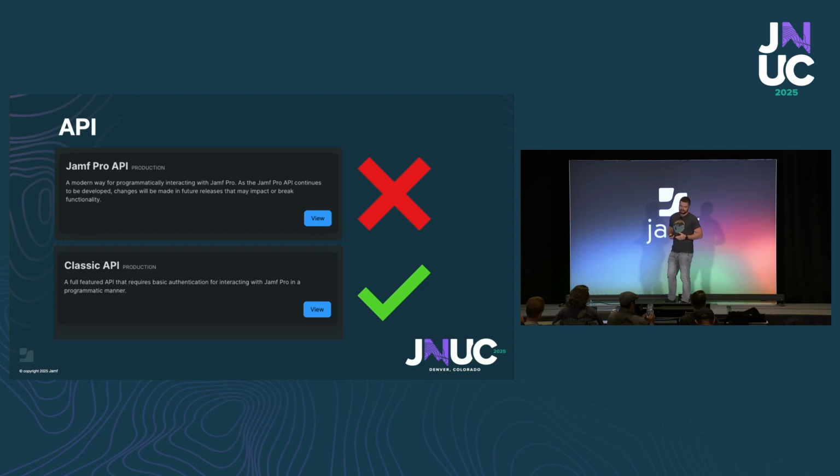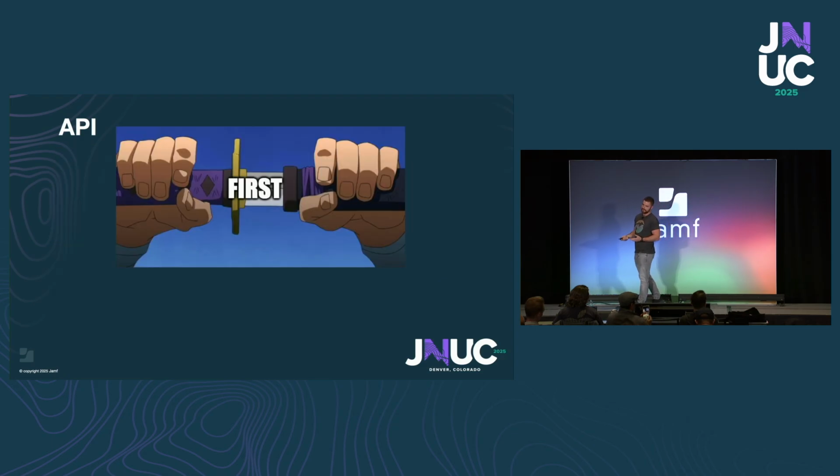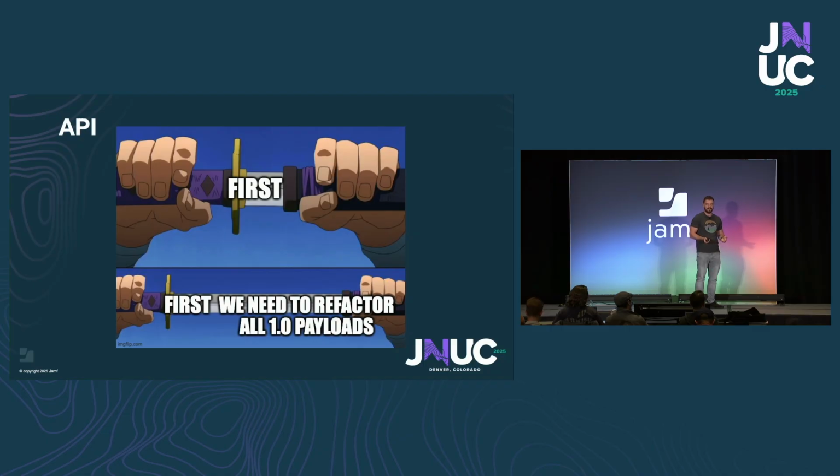And as I said, as a company, we would like to be API first, and to have you being able to manage configuration profiles with the Jamf Pro API, first, we need to refactor all of the 1.0 payloads to be 2.0. So if we would like to really be API first, we cannot stick with this solution.